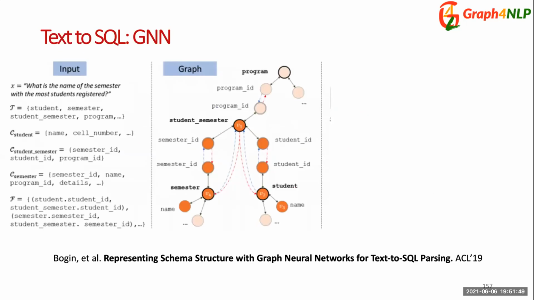The first early work on text to SQL using graph neural networks is this paper published in 2019, where the schema structure is captured in a graph neural network. To capture the database schema, it learns a representation for every database constant, which can be the table name as well as the column name. They are captured as nodes, and the edges basically connect tables and columns, as well as the primary key and foreign key relationships.